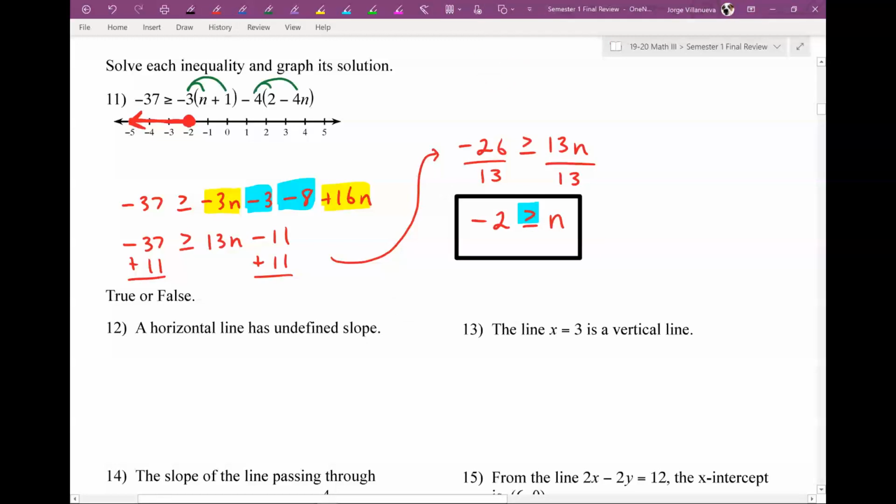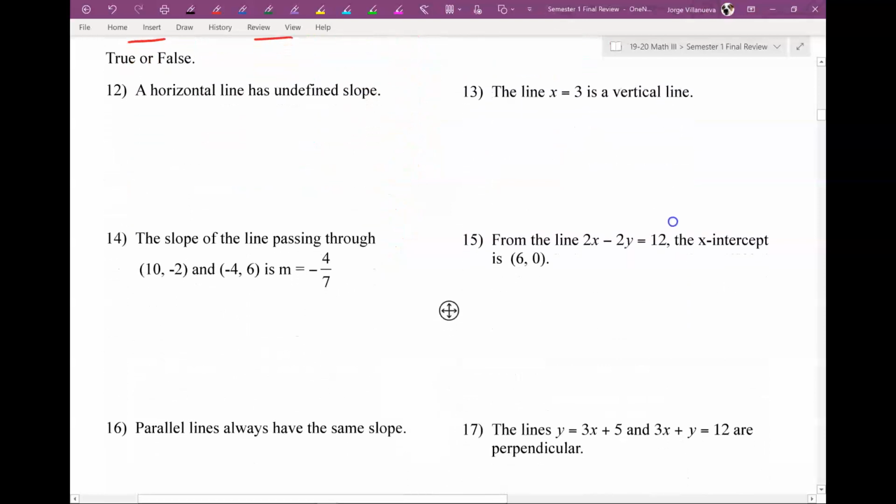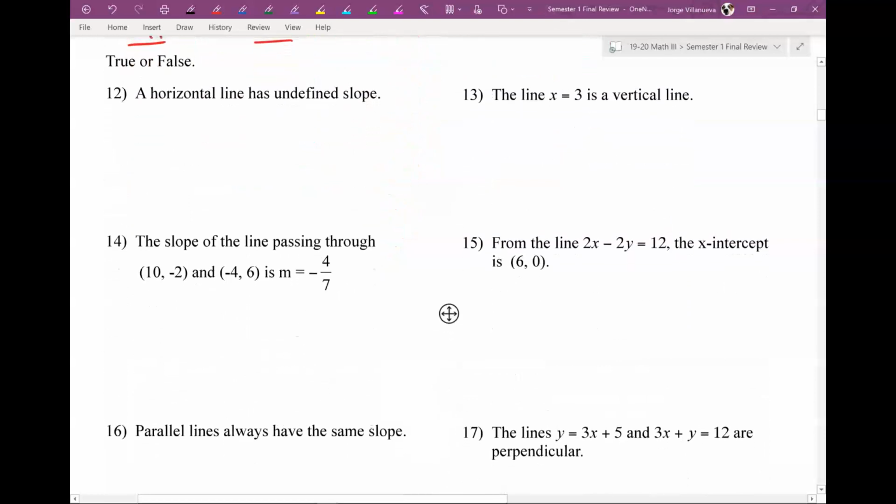All right, some true and false questions. True or false? A horizontal line has undefined slope. What do you guys think? True or false? That is actually a false. What slope does it have? A horizontal line. Anybody know? A flat line. It's a 0. What kind of line has an undefined slope? It's a vertical line. So you might want to put that in notes for yourself: vertical line's undefined, horizontal line, 0.